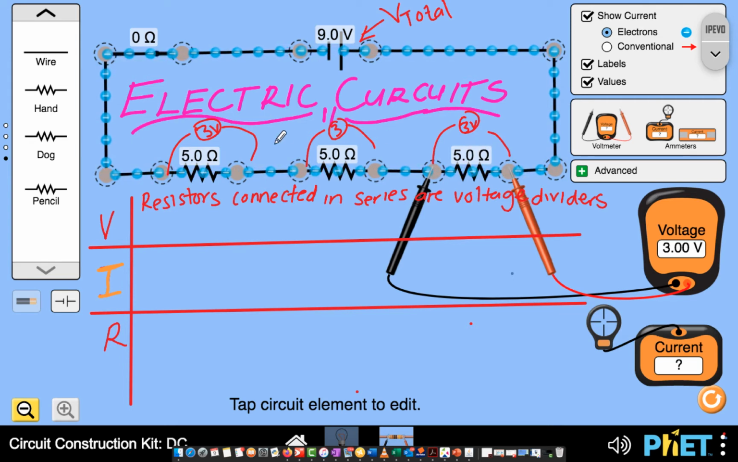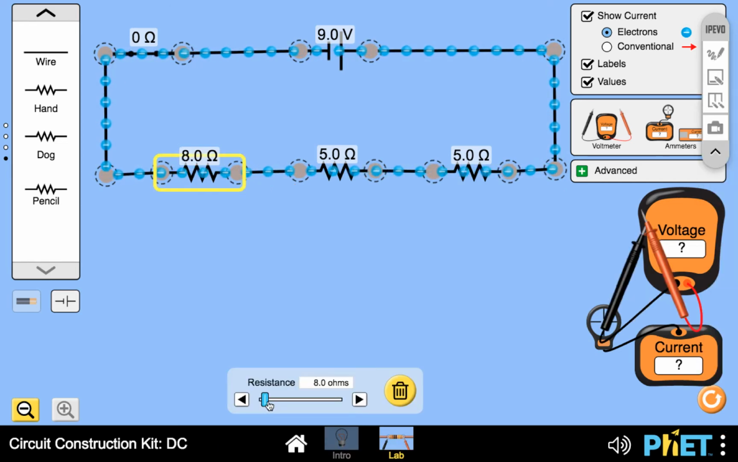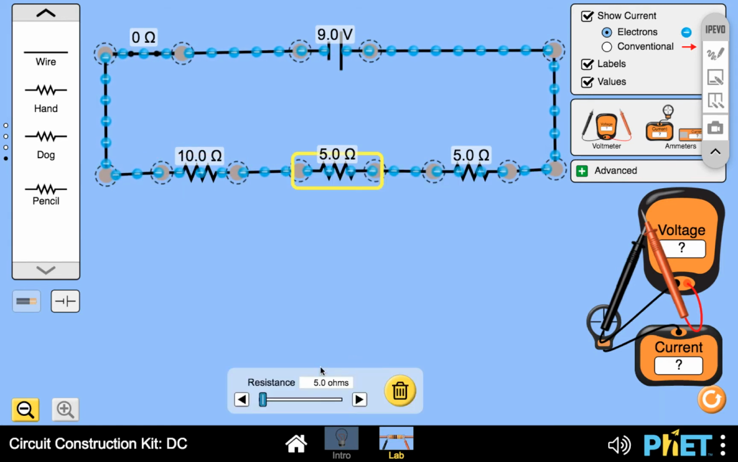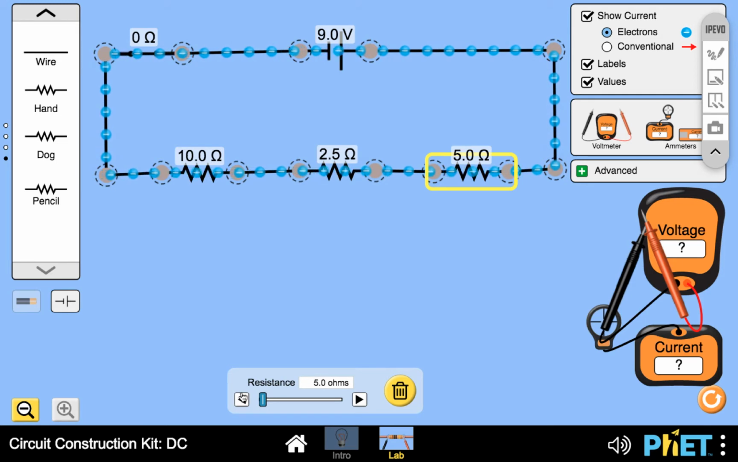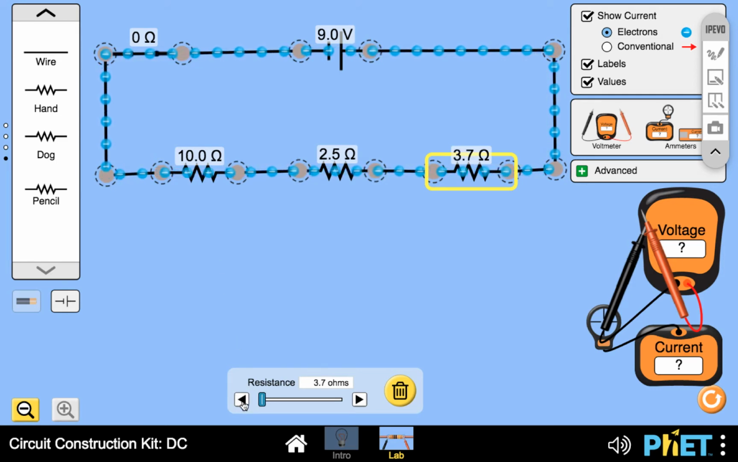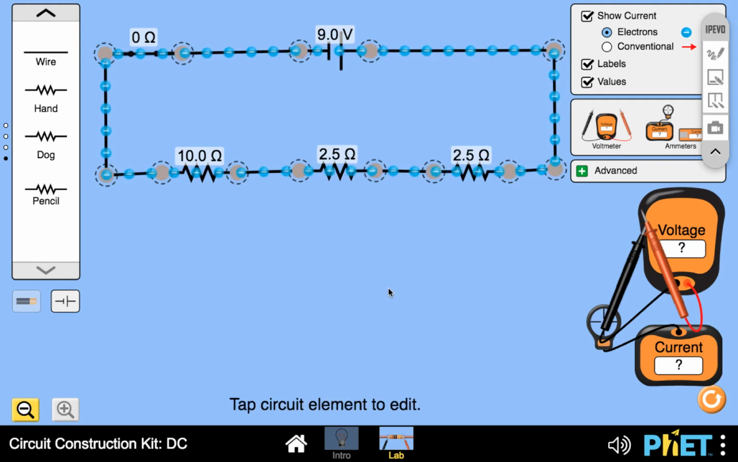But let's see how it's going to be when the resistors are different sizes. So I'm going to change the 5 ohm resistors to different resistances. I'm going to increase the resistance of this one to 10 and, okay, I'm going to leave this one as it is. In fact, I have to decrease this to 2.5 and do the same here, decrease it to 2.5. I just want to maintain the total resistance. Great. So what do you think is going to happen?